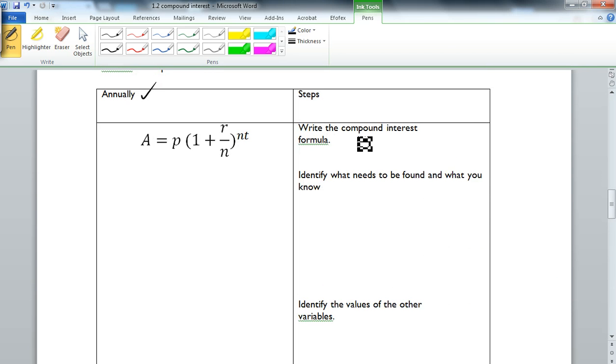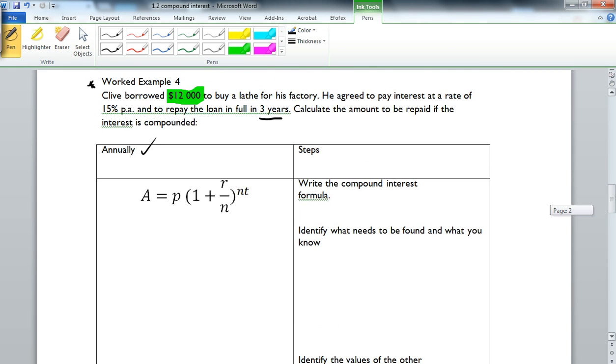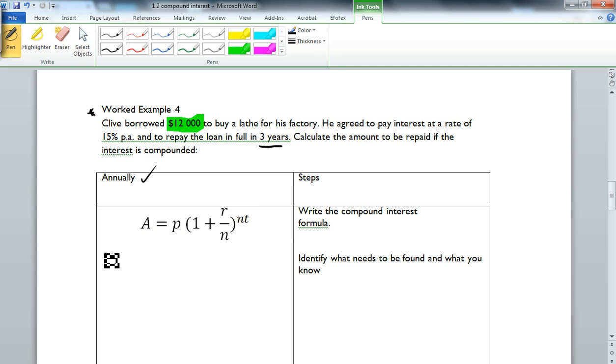The first thing I always do is write the compound interest formula. Now this example is going to be similar to the ones we've done in the past. So identify what needs to be found and what you know. If we go back up to the example, let's see what we know from this formula. A, we don't know in this one. P, the principal, is $12,000, so we get that straight out of the example up here. R is the rate, which is 15%.